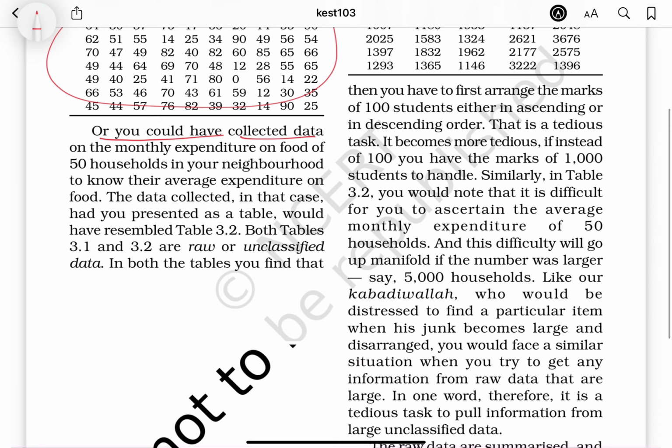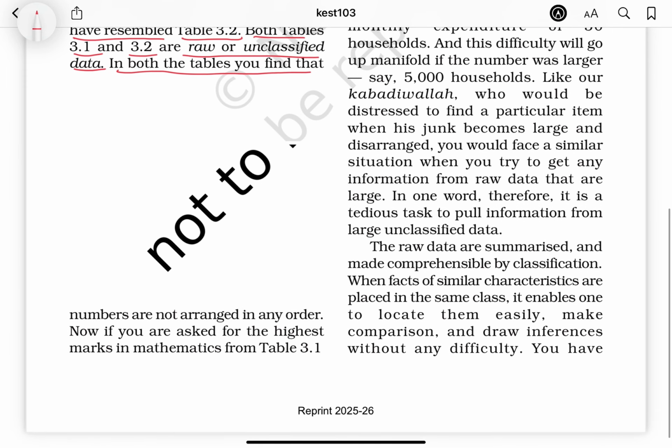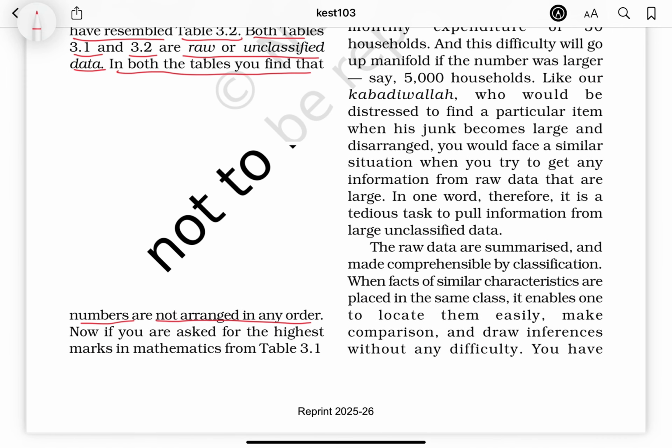And you could have collected data on the monthly expenditure on food of 50 households in your neighborhood to know their average expenditure on food. The data collected in that case, had you presented as a table, would have resembled Table 3.2. Both Tables 3.1 and 3.2 are raw or unclassified data. In both tables, you find that numbers are not arranged in any order.